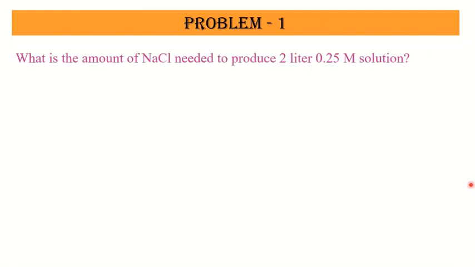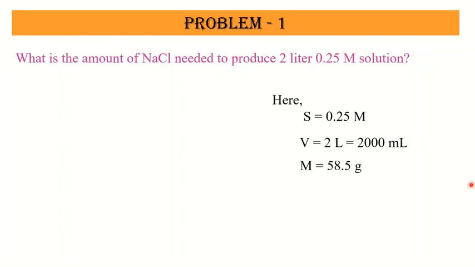At first, problem 1. What is the amount of sodium chloride needed to produce 2 liter 0.25 M solution, 0.25 molar solution? Here look, here concentration of solution is 0.25 M. That means S is 0.25 M. The volume of the solution is 2 liter, that is 2000 ml, and the molecular mass of sodium chloride is 58.5 gram. You have to find out the amount of the solute needed. That means the formula W equals SVM divided by 1000.